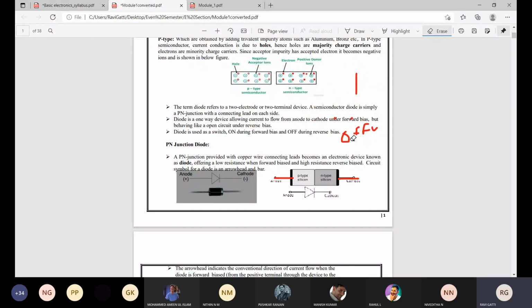Okay. Have you taken this one diagram? PN junction diode. Is anyone?